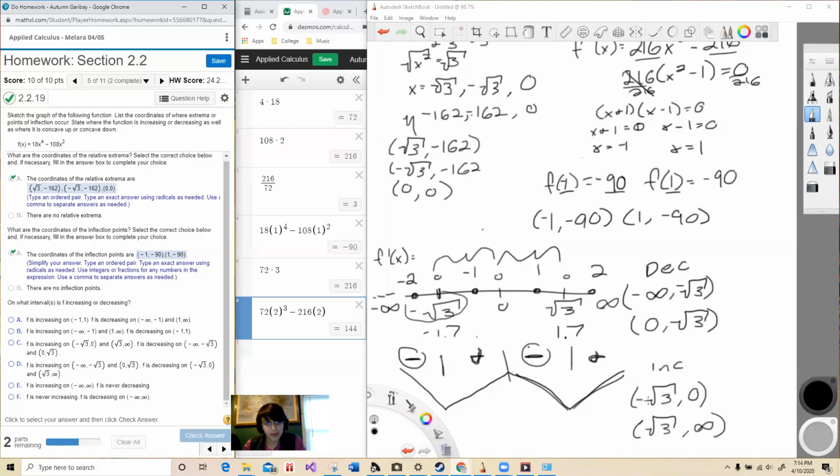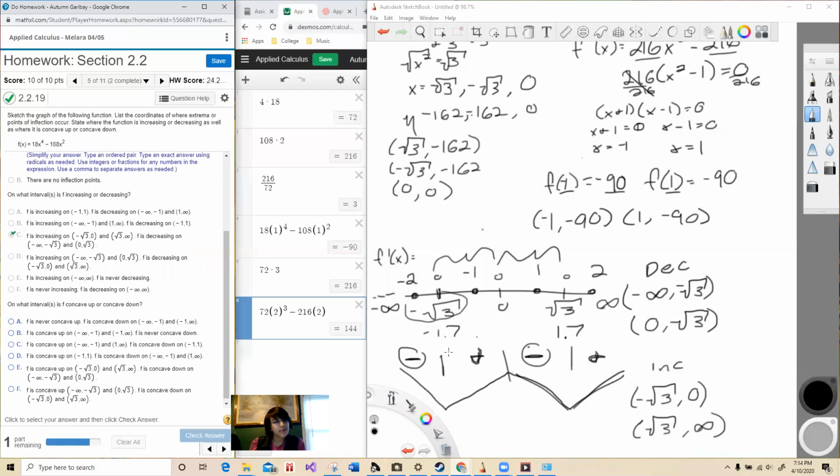Let's see if that checks with ours. Sure does, negative root 3 to 0. And from positive root 3 to infinity, f is decreasing on negative infinity to negative root 3, and on 0 to root 3. That's exactly what we have. Let's choose C. We can read the rest, but I'll bet you C works the best. Nice work.